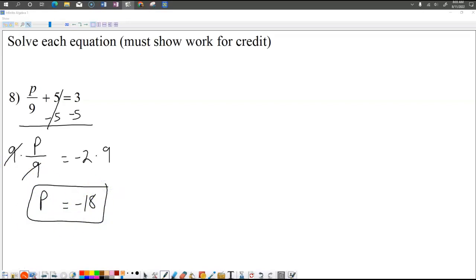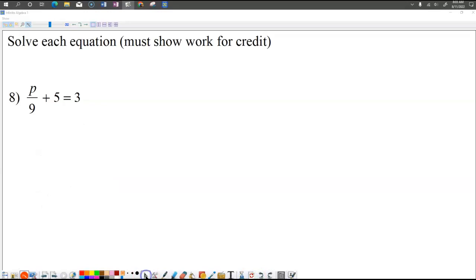Looks like P is equal to negative 18. Let's go ahead and check out number 10. So now we're into the world of multi-step equations. For these types of equations, we're going to always start with distribution first.